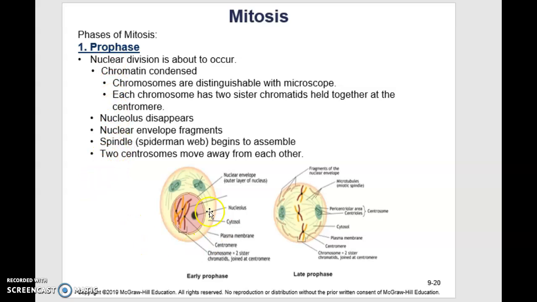Okay, so our nucleus is gone. We have our centrosomes, and we have spindle fibers here that are attached to all these chromosomes that are lined up in X's in the middle. And those X's are composed of sister chromatids, so copies of the same chromosome that are holding hands, okay, at the centromere.